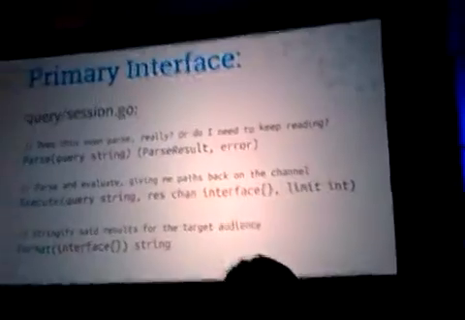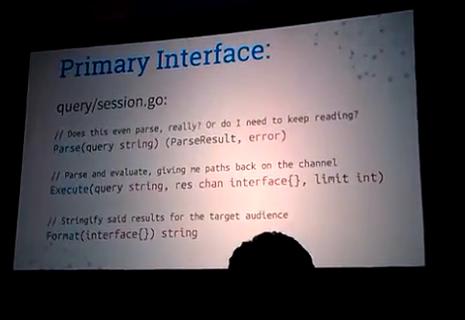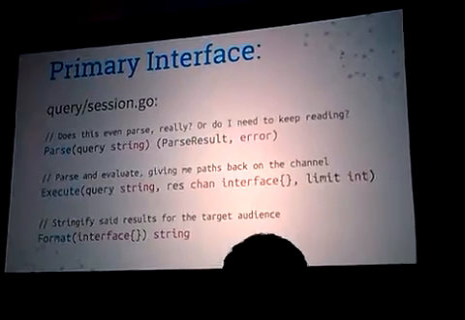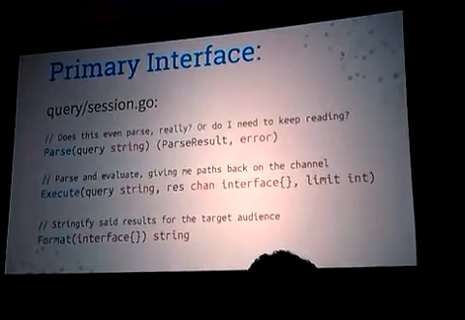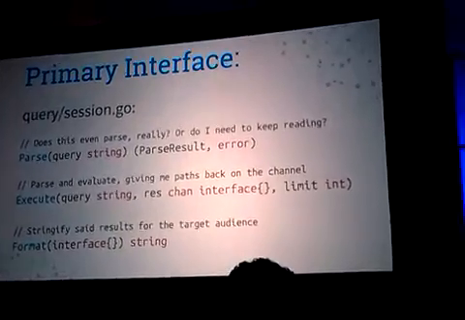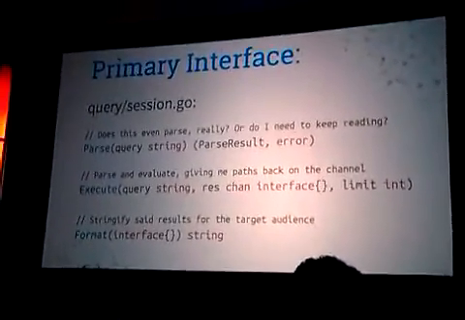Pretty straightforward. So the interface primarily for this session object: parse it, see if I have more I need to get, like an unclosed parenthesis or something. If I am complete or if it's an error, I can tell that in the result. Execute it, getting my results back on the channel. And then format those results that I get back on the channel in some meaningful way for whoever's consuming them.